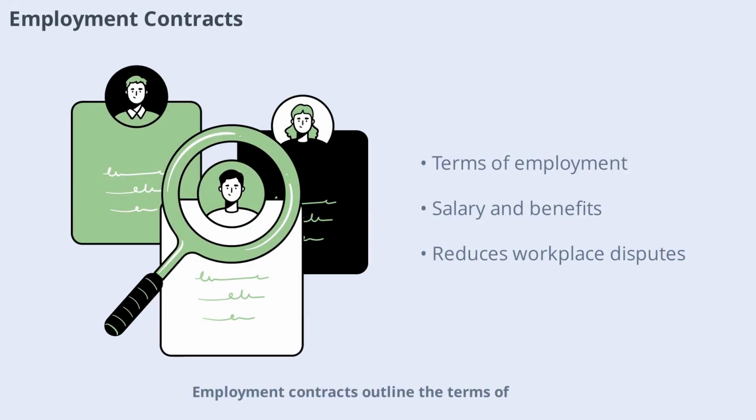Employment contracts outline the terms of employment between an employer and employee. They cover salary, job responsibilities, benefits, and termination conditions. These contracts protect both parties by setting clear expectations and reducing the risk of disputes in the workplace.